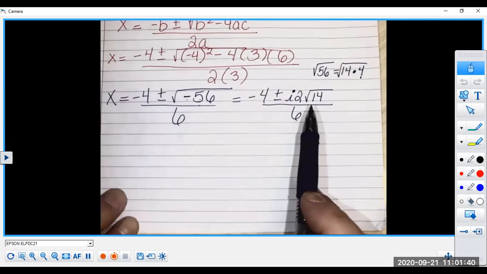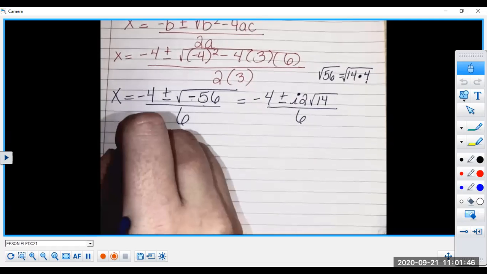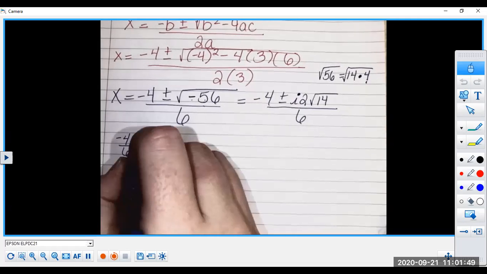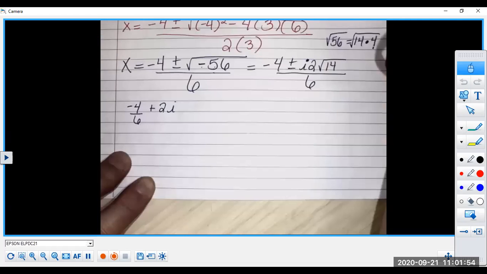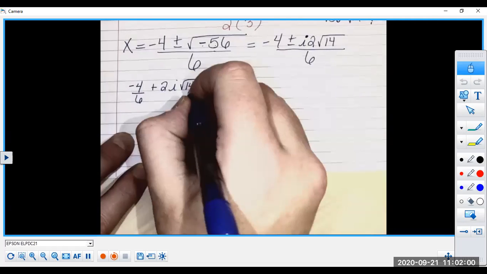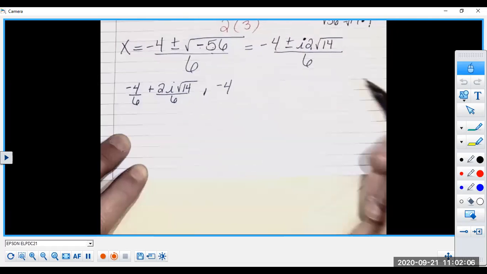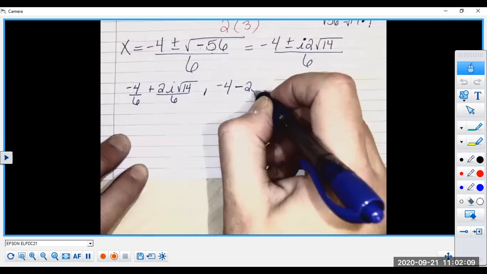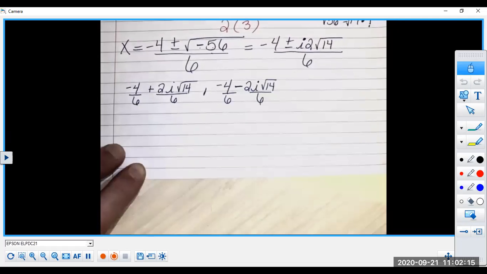This is what MyMathLab wants you to do. Notice you've got, of course, 2 answers. So one of them is negative 4/6 plus 2i root 14, and that's over 6 as well, comma, negative 4/6 minus 2i root 14, and each of those are also over 6. Tell me what parts will simplify one more time. Or what we didn't simplify, we split it up. But how will it simplify?